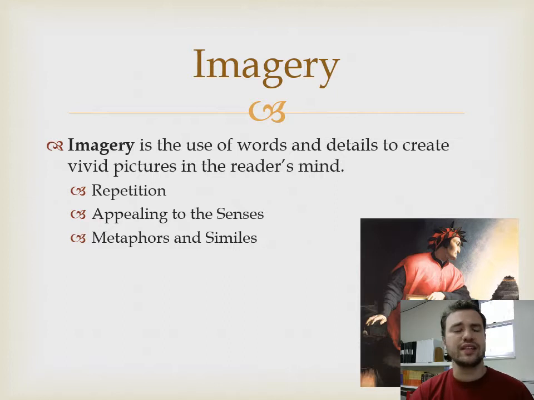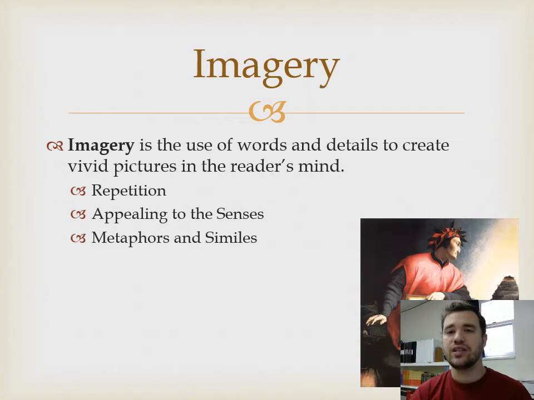And several ways that he does this is through repetition. He repeats certain things. He also appeals to the senses, our five senses. That's a very effective way to use imagery, is to use descriptions that appeal to our five senses of taste, touch, smell, sound, and sight. And also metaphors and similes can be another way of using imagery.